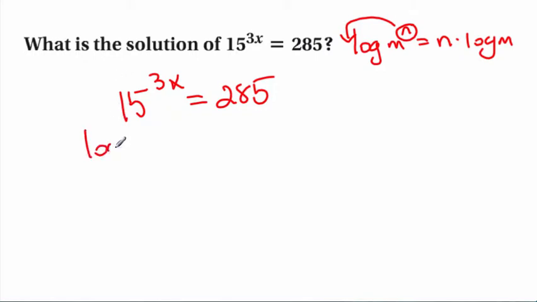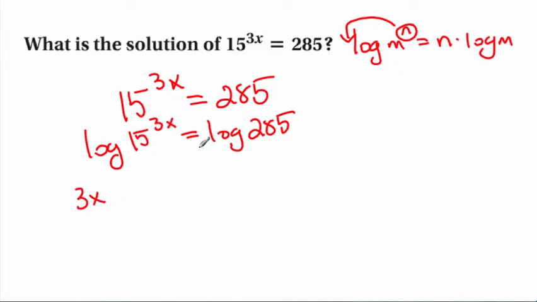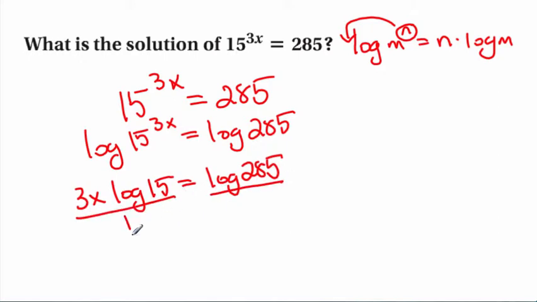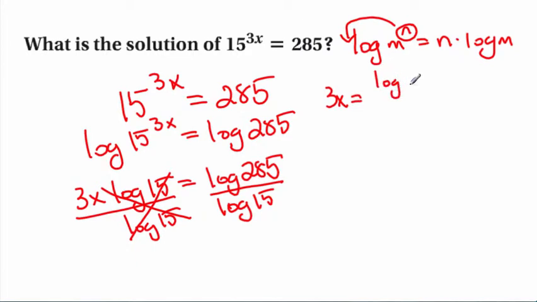So what I'm going to do is I'm going to take the log of both sides. I'm just going to go ahead and take a log base 10. The reason I would put stuff in a log base 10 is so I can use my calculator later. So this is going to be log of 285. Now I can put my exponent out front because of this property up here in the corner. Now I'm going to divide both sides by log of 15. So this log cancels with that log. So now I have 3x equals log of 285 divided by log of 15.